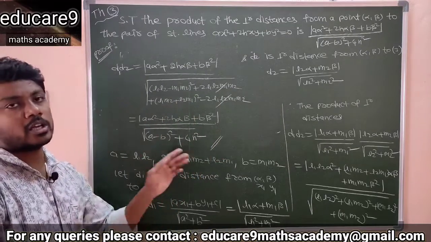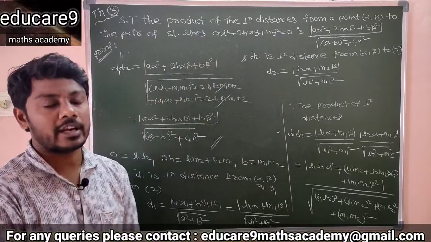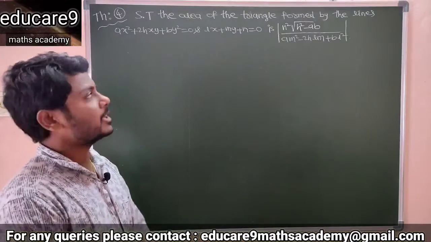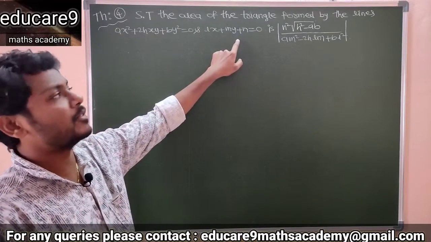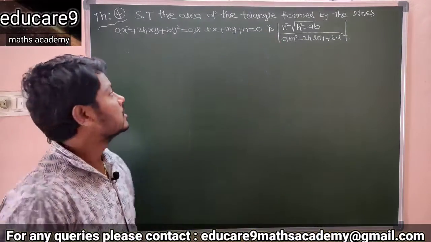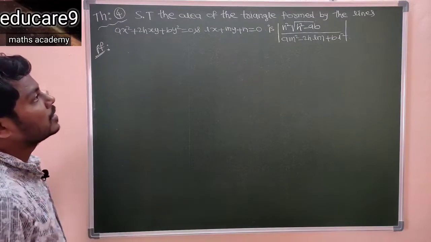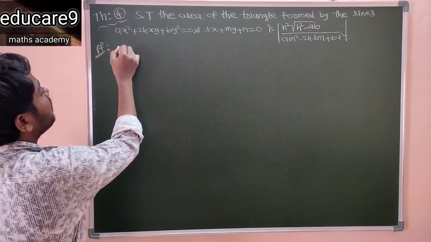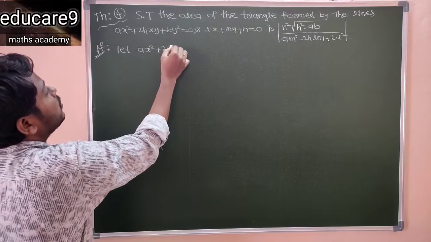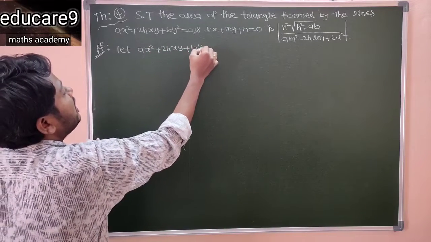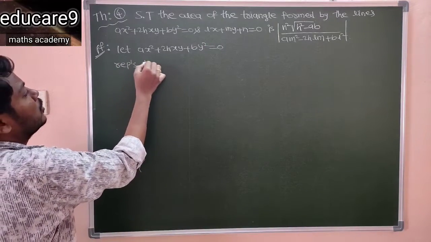So this is the product of the perpendicular distances from (alpha, beta) to the pair of straight lines. So see the next theorem: the area of the triangle formed by the lines and Lx plus My plus N equals 0 is this one. So see the solution, the proof. See here first, let ax square plus 2hxy plus by square equals 0, so it represents two lines.